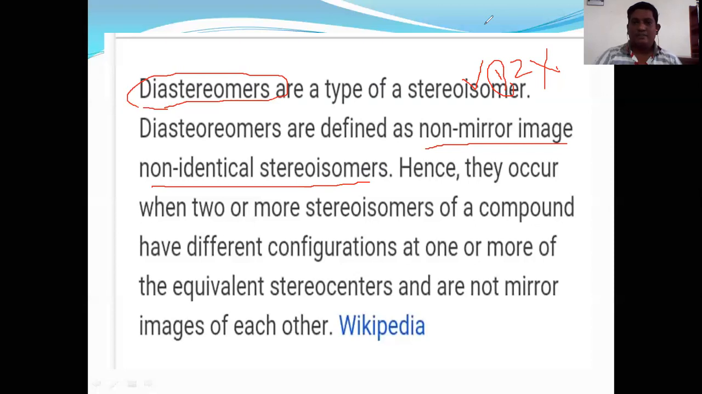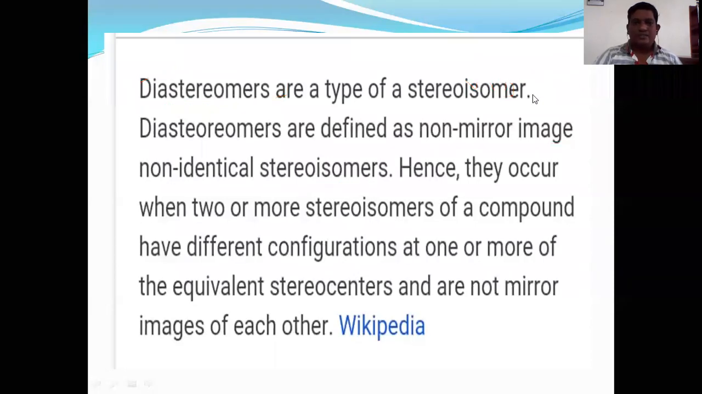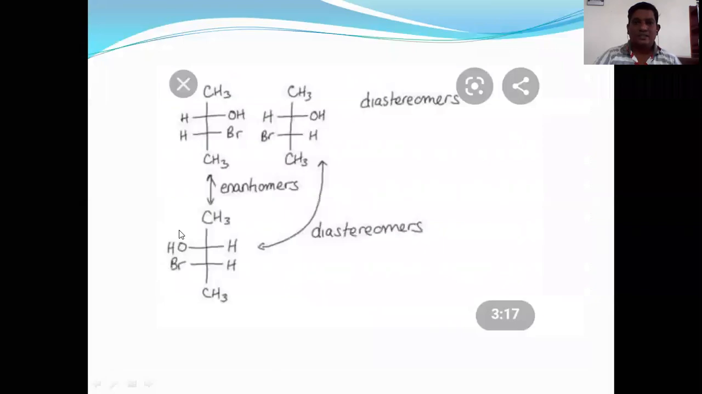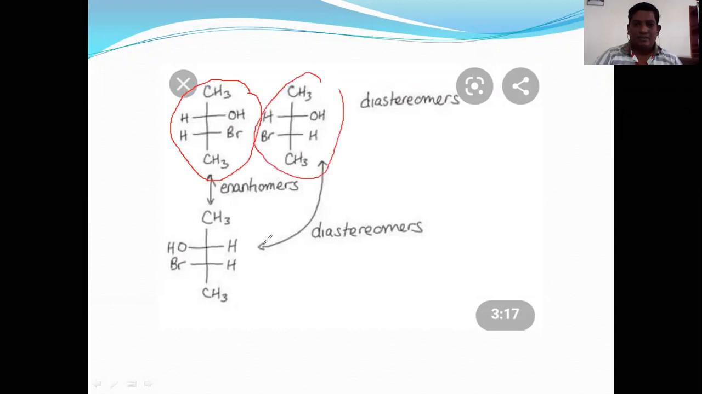Now we can have an example for diastereomers. The best example for diastereomers. This is an isomer, right? And here I'm taking another isomer, and I'm taking a third isomer here. Let me take it as 1, 2, and 3. Now, this carbon is chiral, and this carbon is chiral.